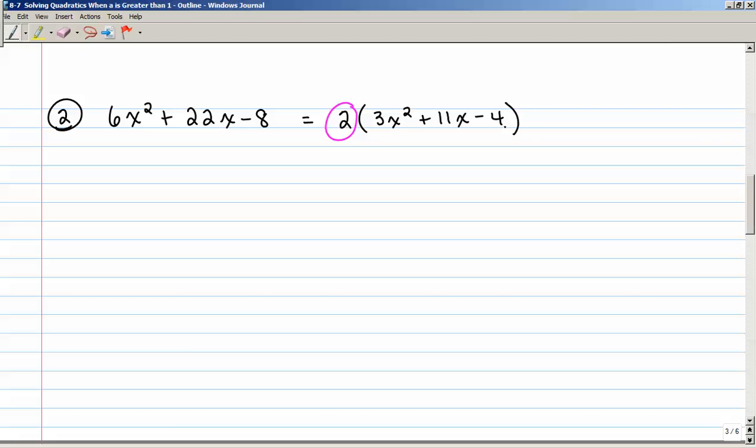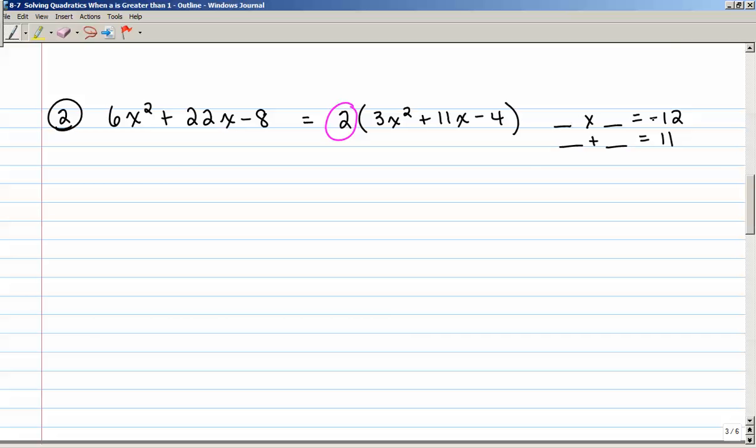So now I'm going to take a look at my trinomial here, and I'm going to look for two numbers that multiply to a negative 12. And I got that negative 12 because 3 times negative 4 is negative 12. And then the same two numbers have to add up to 11. Now, I know one of these is going to have to be negative because when I multiply two numbers to get a negative, one of them has to be negative.